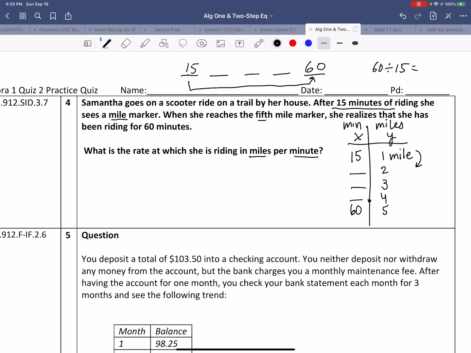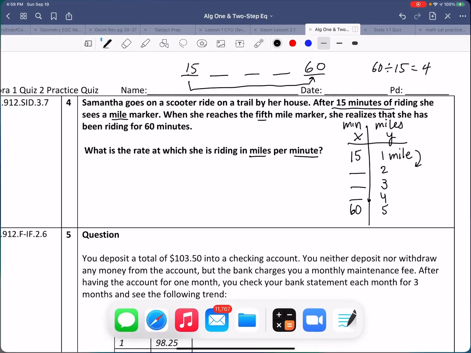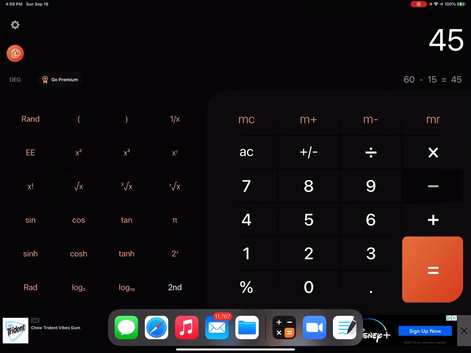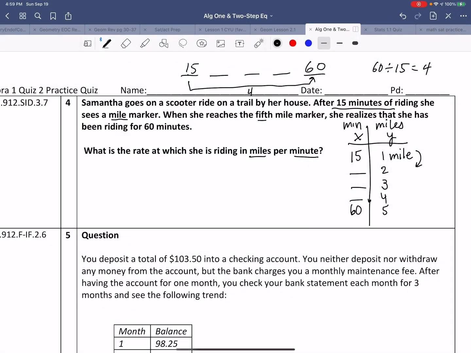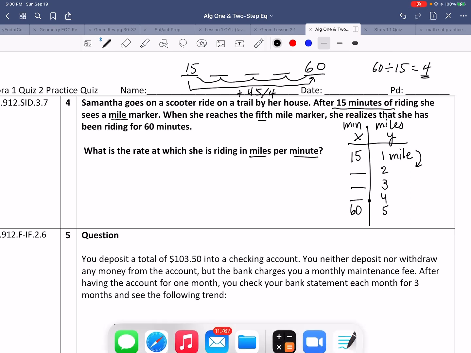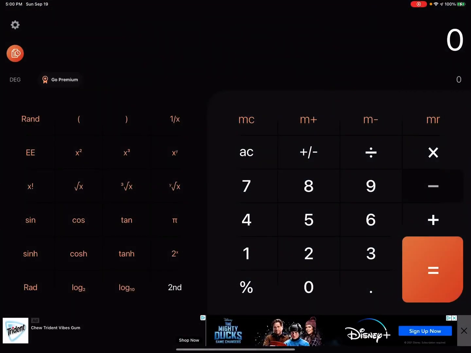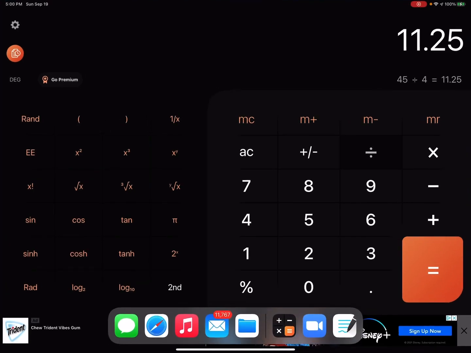I can also subtract, right? So 60 minus 15, I get 45. So it looks like it jumped 45 in 1, 2, 3, 4 moves. So that's how I'm going to use that number. How can I jump 15 in 4 moves? So I'm going to divide 45 by 4. All right, so I get 11.25.